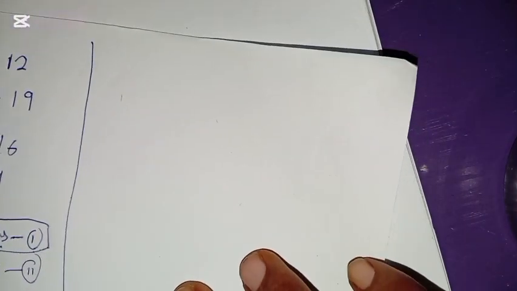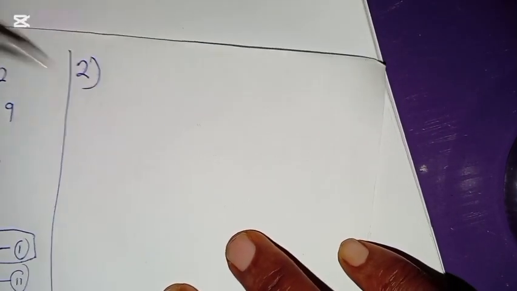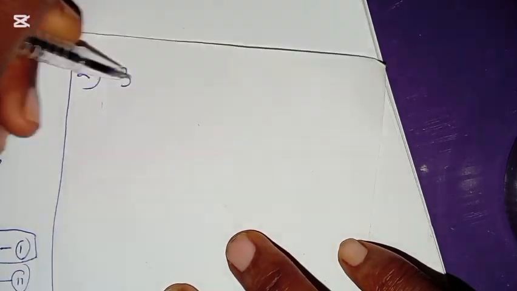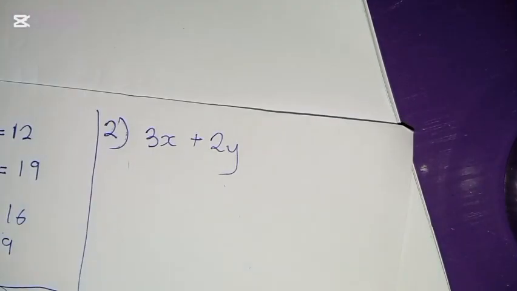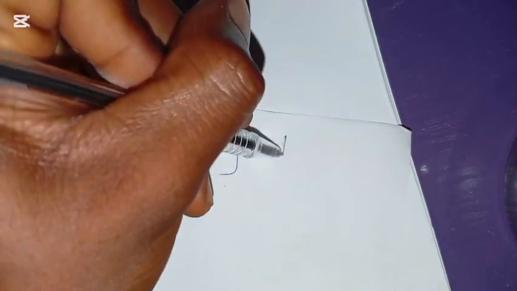Then the second question, the second problem we have here, number 2, we have 3x plus 2y equals 16.